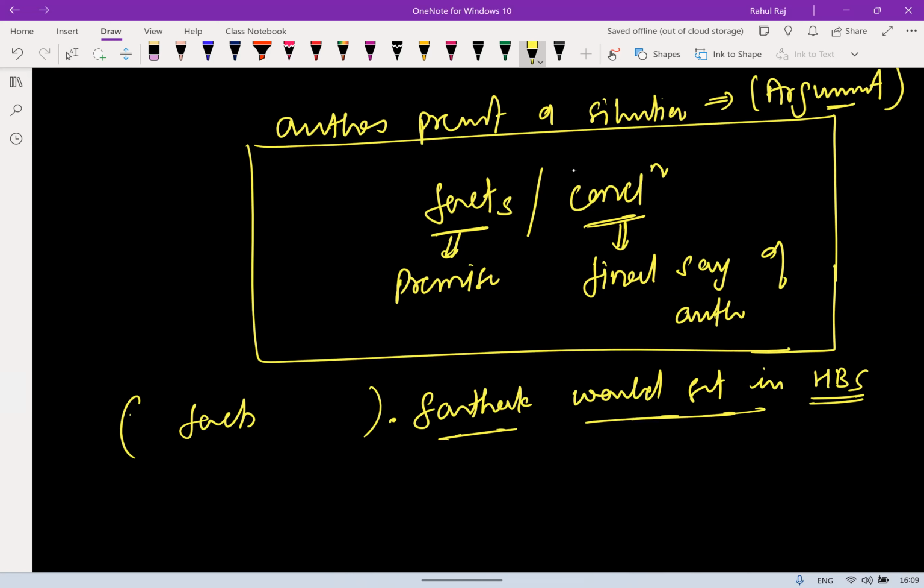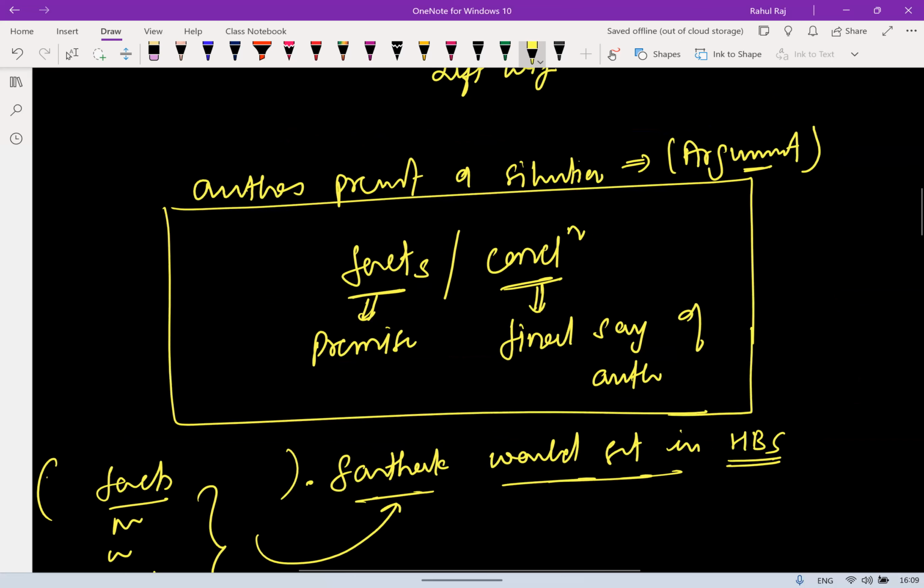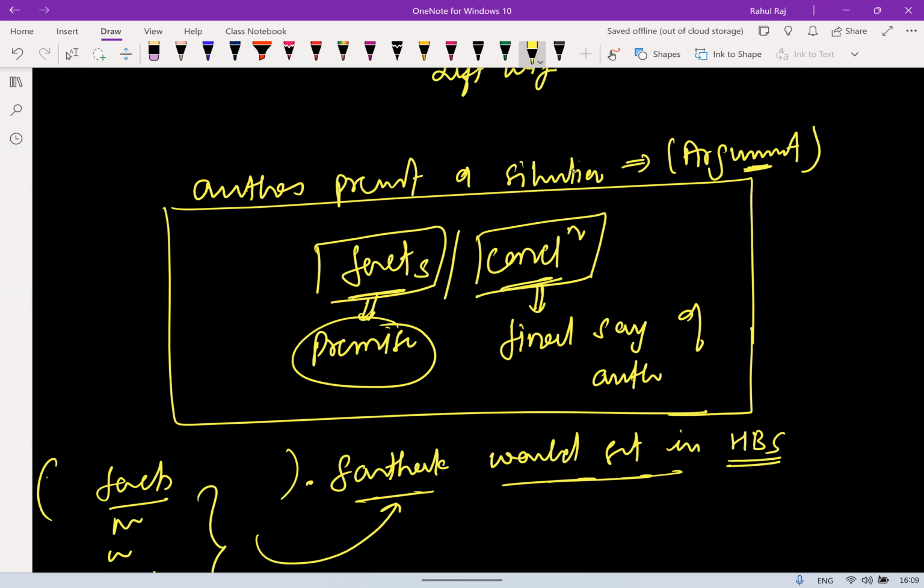I'll have to present a situation here that Sarthak is a maths Olympiad topper, he's a university topper, he's a gold medalist. All those facts I'll present, and then I'll try and conclude what I want to say about him. The message I want to give about Sarthak is that yes, he would get into Harvard. So please understand, any critical reasoning argument consists of facts and a conclusion. Facts are also called premise, and conclusions are nothing but the final say of the author.